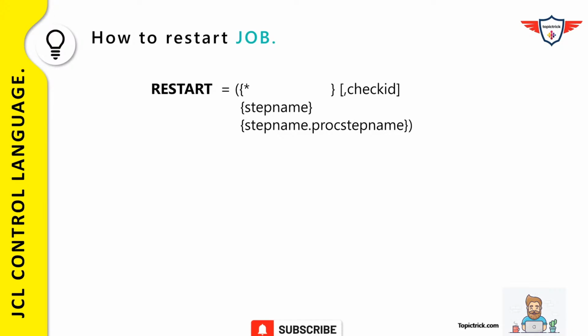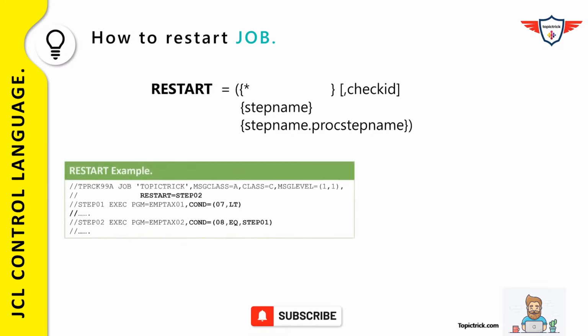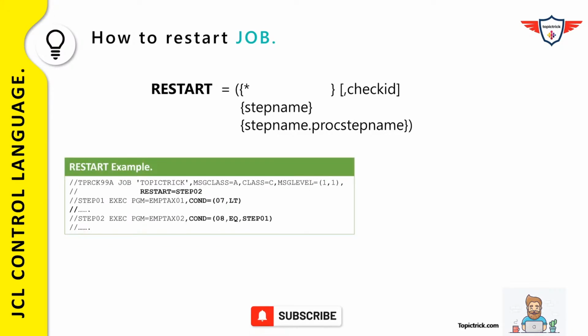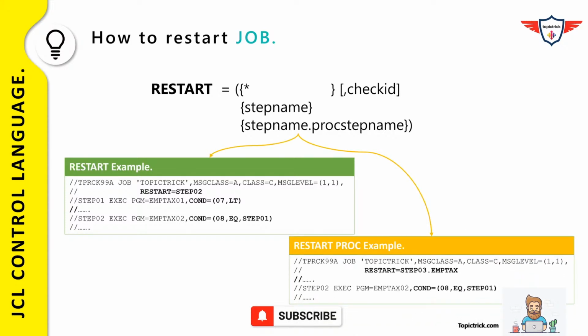The syntax of the RESTART parameter is pretty simple and easy to understand. You have to use the RESTART keyword followed by an equal sign, and after that you have to specify subparameters as per your requirement. So the first possible value is an asterisk and it is used to specify that the system is to restart the job from the first job step. Second one is the step name, and in case you want to restart your job from a specific step, then you have to specify the step name.